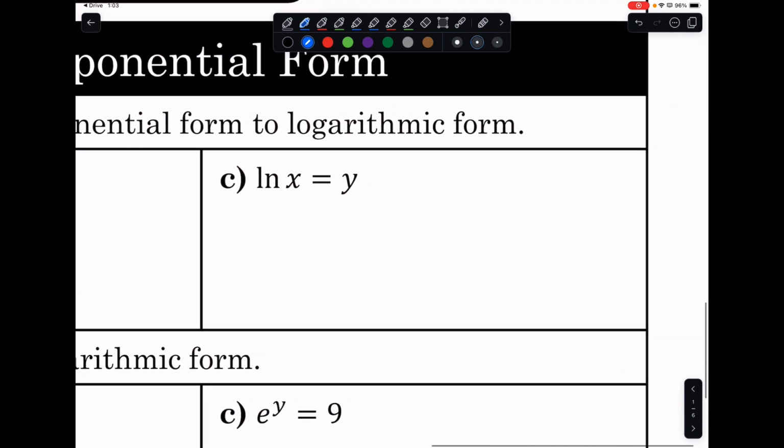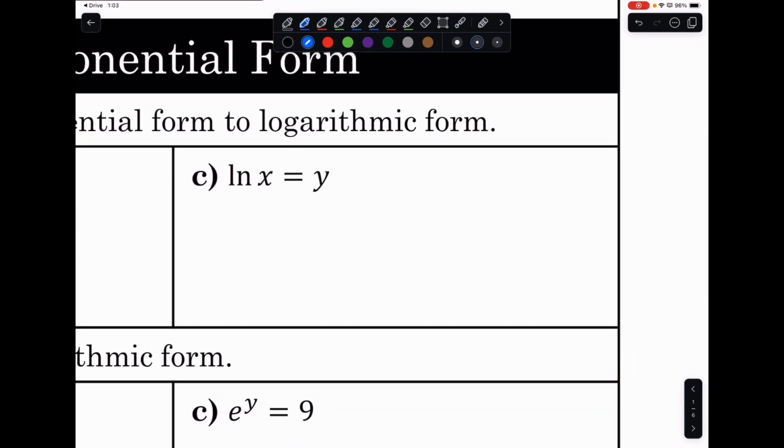Now for the last one, in order to write this one in its exponential form, remember ln, the natural log, has a base of e. So this has a base of e. So to write this into its exponential form, we're going to start with the base e. That's our base to our exponent. We're going to raise it to the power of y, and that equals the value of x. So e to the y power equals x. And that's the equivalent form.